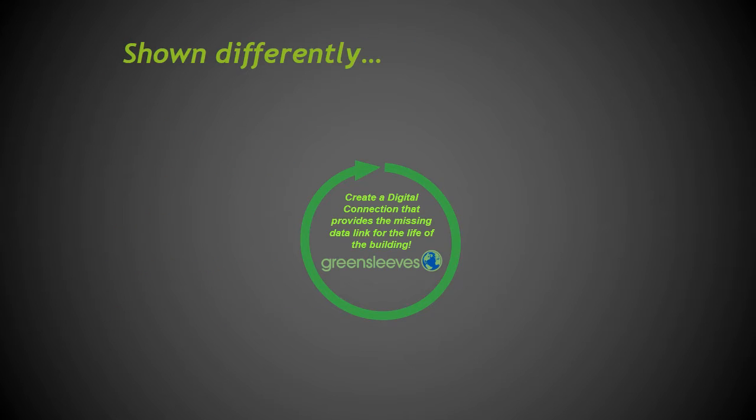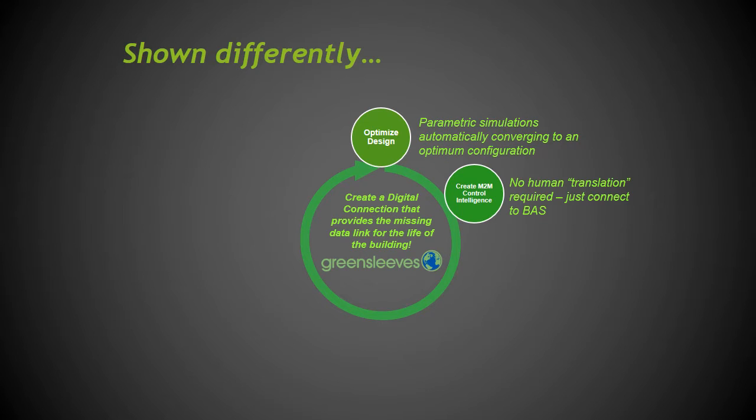Think about this in a little bit different way. Greensleeves is closing the loop of the design process. Typically, we run manual simulations. With Trane TRACE and the Greensleeves ENtellect solution, it automatically parametrically converges to an optimum configuration. Once that optimum configuration is determined, the machine-to-machine control language is automatically generated. No human translation required, just download to the building automation system.